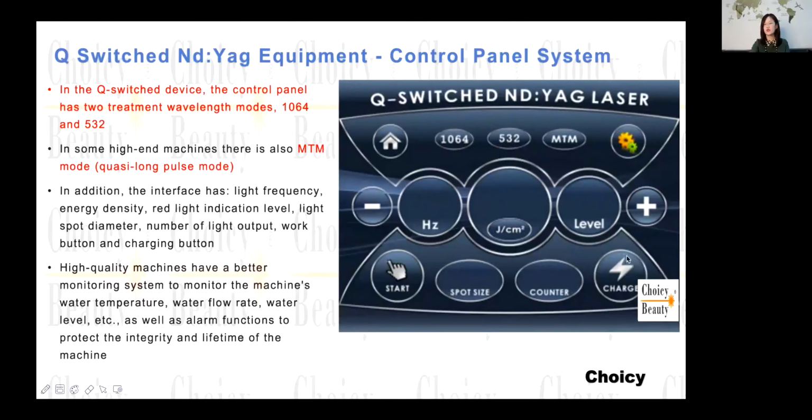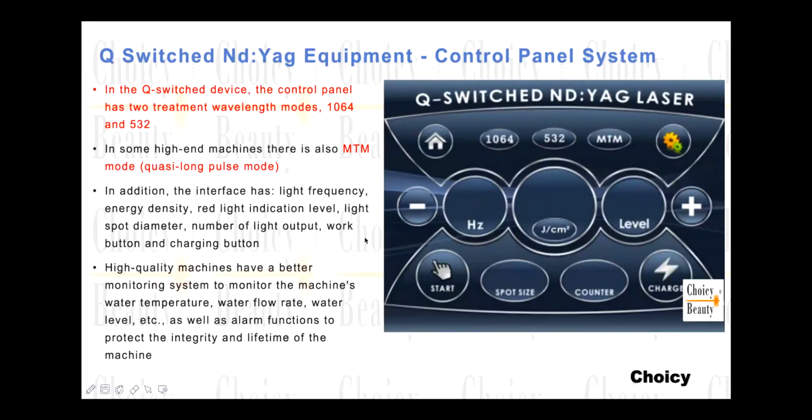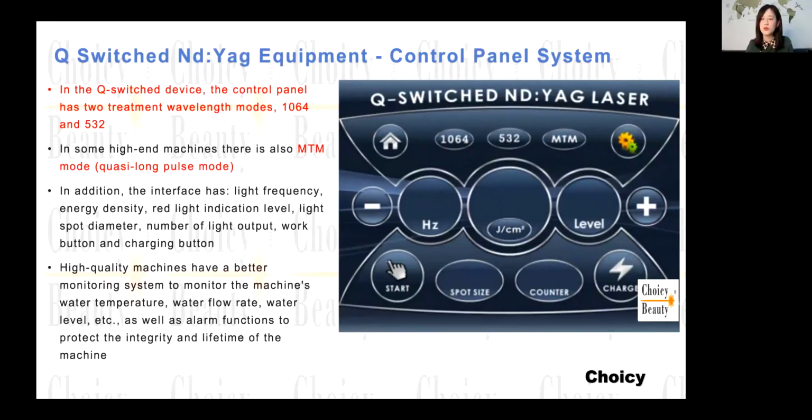And start means start. So it's very simple, very simple. Normally, the important one is the energy, and also the frequency, also important, also the level. These three are very important. You need to control them very well. When you are controlling them very well, you can do many treatments.